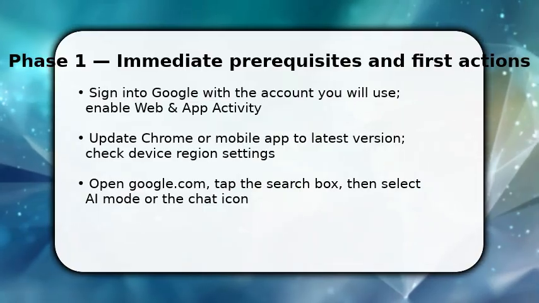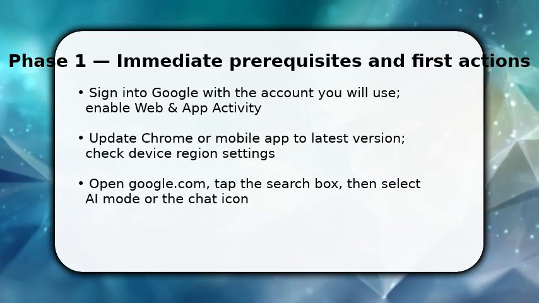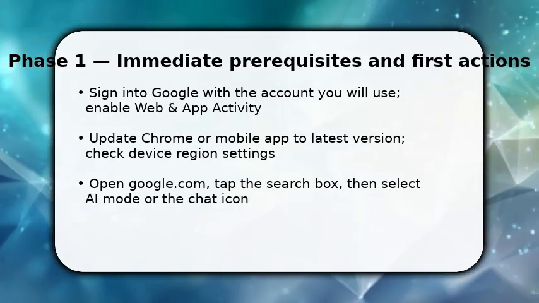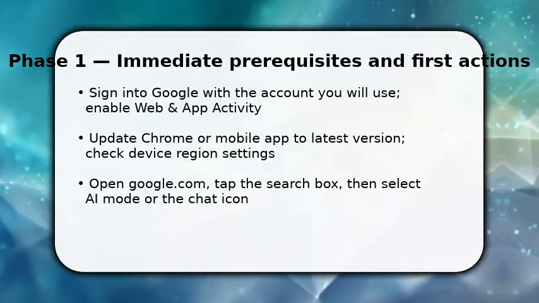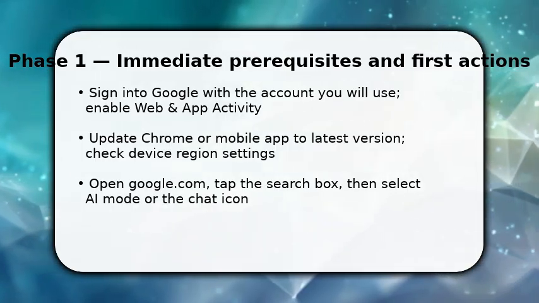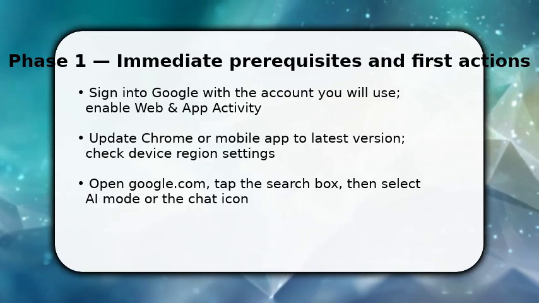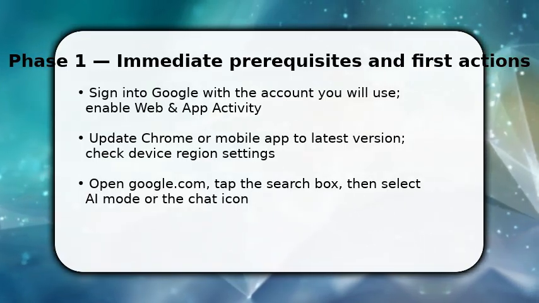You need a signed-in Google account and an updated browser or app. Once done, open Google.com. You'll see the AI mode or chat icon near the search bar. Tap it to start. Make sure web and app activity is enabled so the model can personalize suggestions.